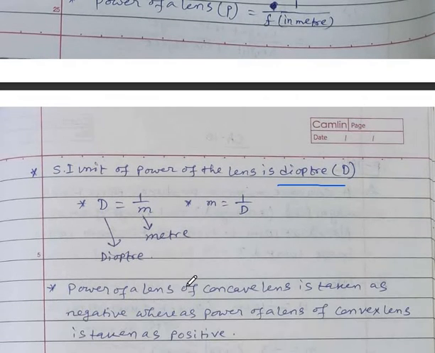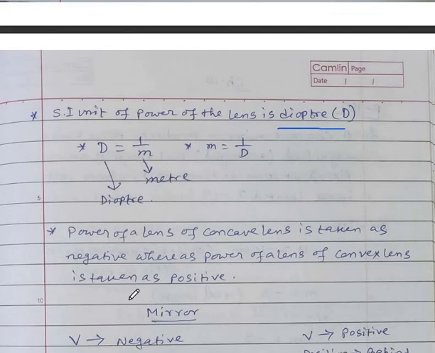Along with the formula, remember this also: power of the lens for concave lens will be always negative, whereas for convex lens, it will be always positive. So power of the lens for concave is negative, and for convex it is positive.